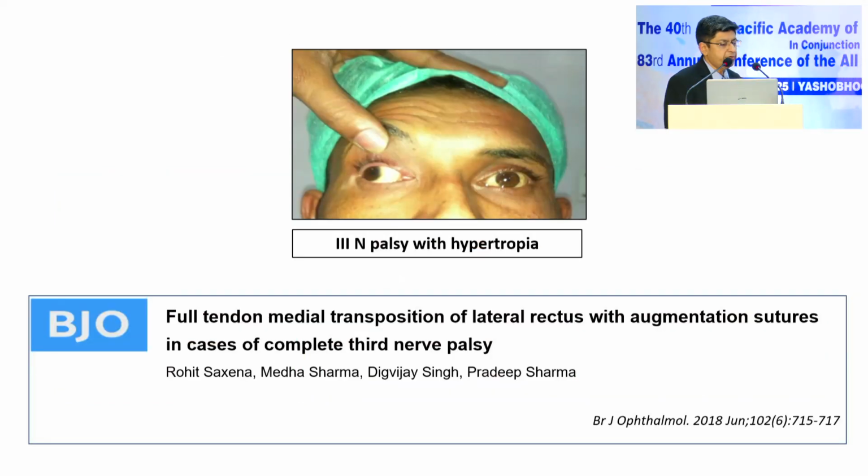The other thing was if you have a very, very large exo with a significant vertical, like in this case, you can see a significant hypertropia. In this, we transposed the lateral rectus completely from one side. So in this case, the lateral rectus without splitting was transposed from underneath the inferior oblique, inferior rectus, and sutured inferior to the medial rectus.